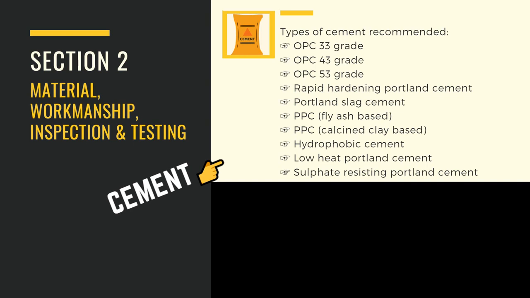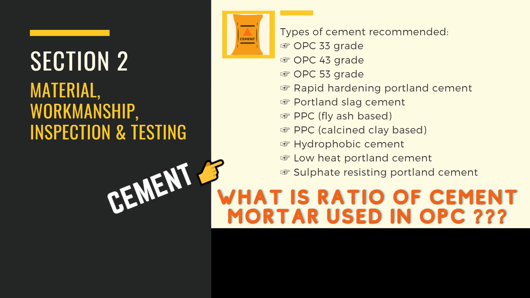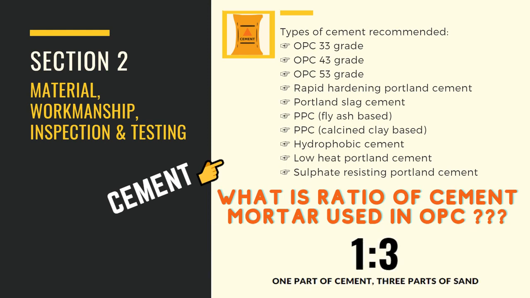Now the question for you is, what is the ratio of cement mortar used in OPC? Here the ratio of cement mortar means how many parts of cement and how many parts of sand are to be used in case of OPC. The answer is 1:3. 1:3 refers to 1 part of cement and 3 parts of sand. So 1:3 is the ratio of cement mortar used in OPC.